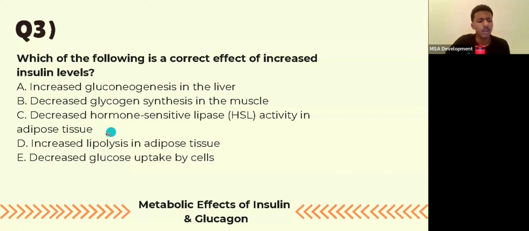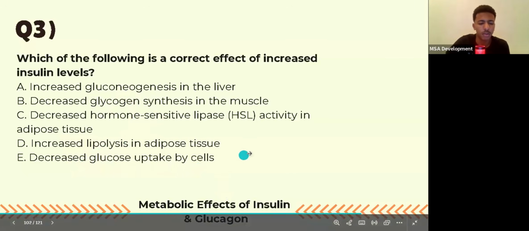And then C, decreased HSL activity in adipose tissue. We said HSL is involved in lipolysis. So this is correct because we don't want to break down fats. We already have enough fuel in the body. And then D is increased lipolysis in adipose tissue. Incorrect. It's decreased lipolysis. And then E is decreased glucose uptake by the cells. It's incorrect. We said the first point was increased glucose uptake.